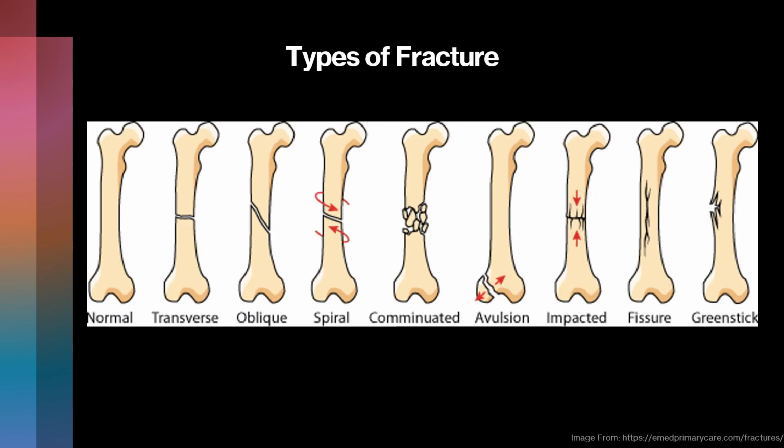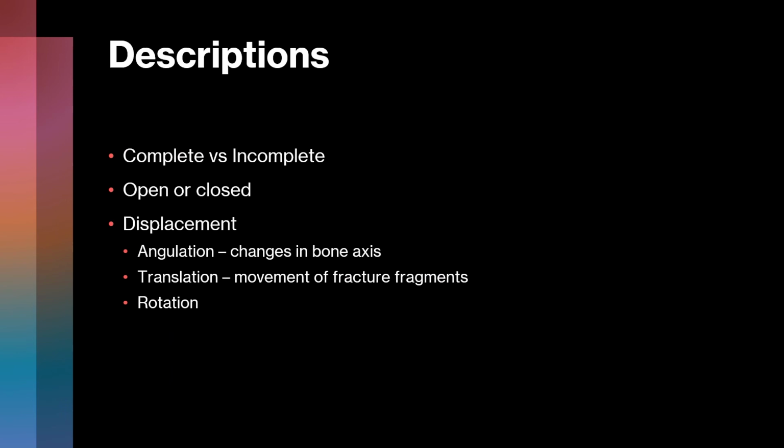So these are some of the different types of fracture that you can have. So from the more simple transverse or oblique fractures to the more comminuted or intra-articular fractures that can be associated with ligamentous injury. So descriptions, complete or incomplete. So complete will be all the way through the bone, whereas incomplete will only be part of the bone. Open or closed, so have the bone fragments come through the skin or is the skin intact?